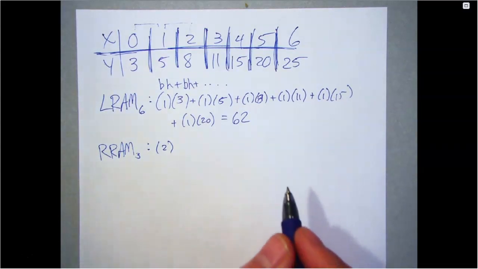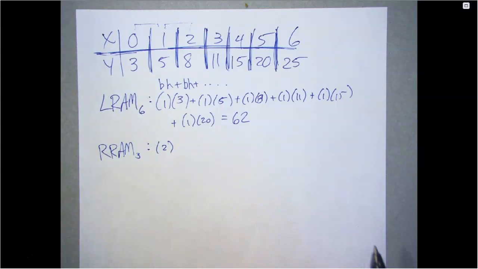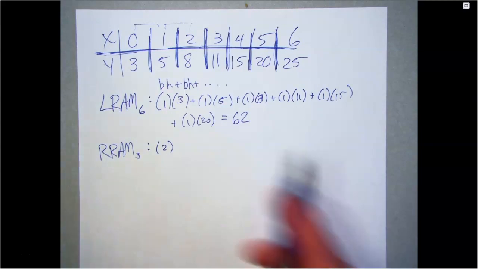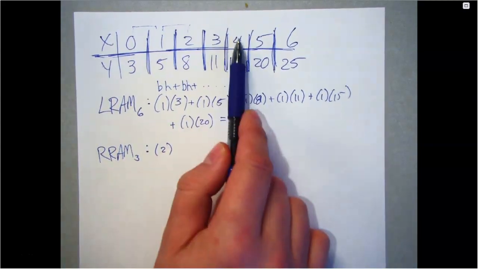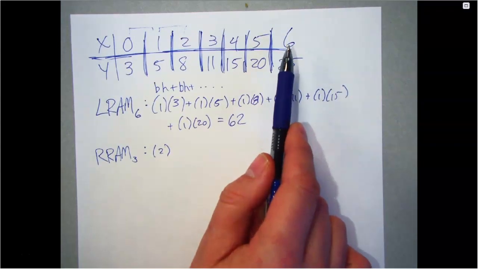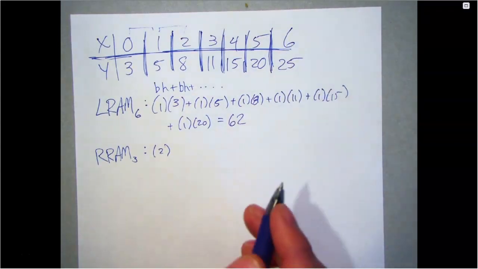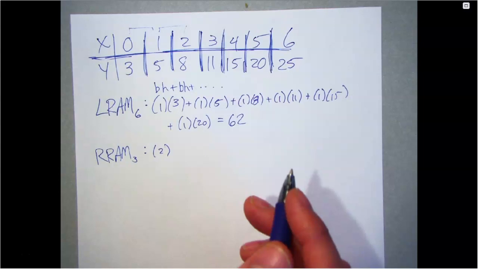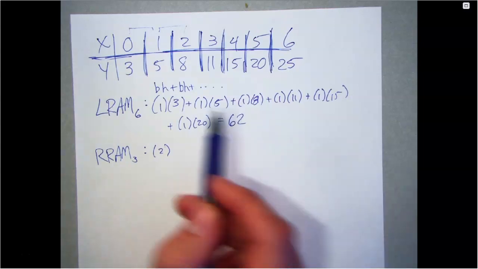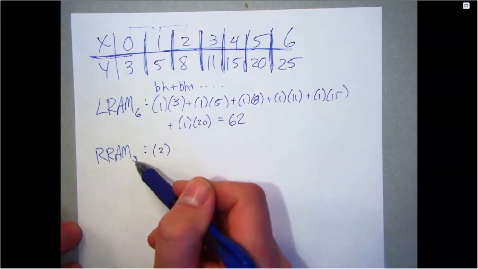What's up? Well, I'm going to go 0 to 2, 2 to 4, 4 to 6. There's 7 numbers. There's only 6 units between them. So for RM3, you got to pay attention to that number.